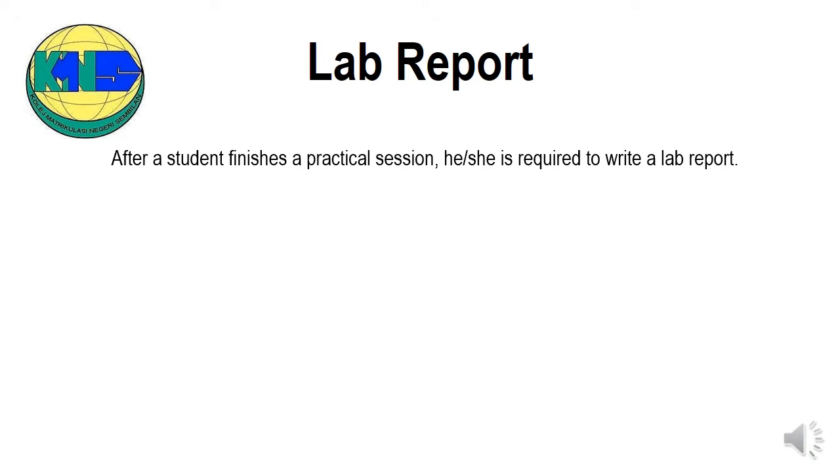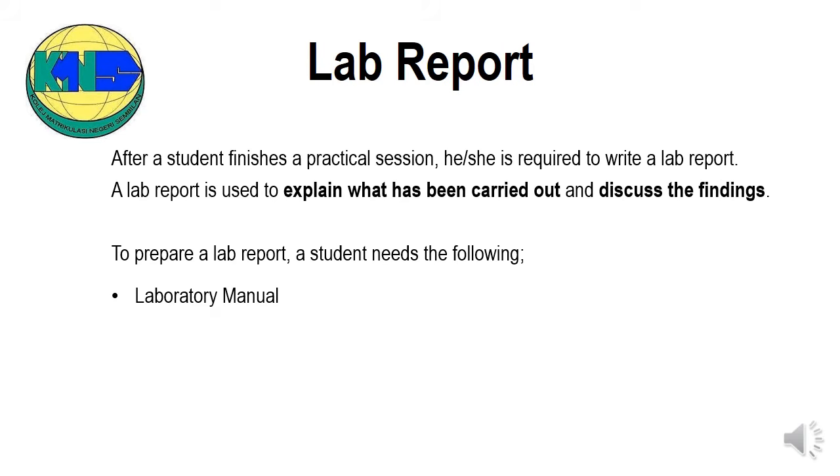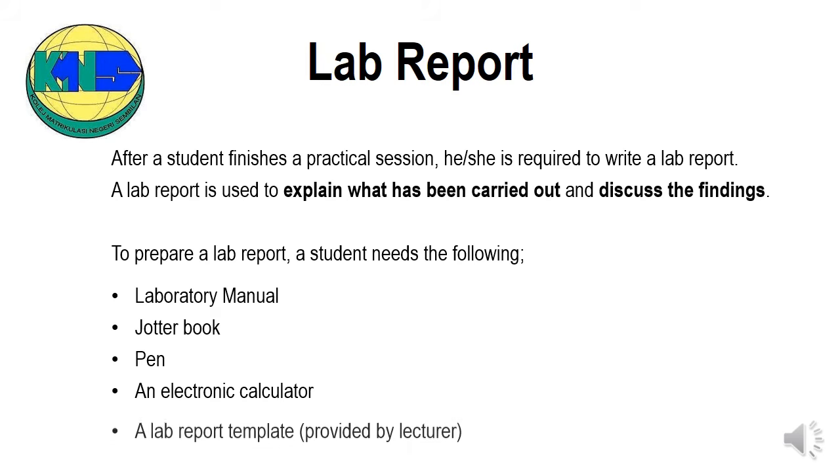Next, lab report. After a student finishes a practical session, he or she is required to write a lab report. A lab report is used to explain what has been carried out and discuss the findings. To prepare a lab report, a student needs the following: the laboratory manual, the Jotter book, a pen, an electronic calculator, and a lab report template, which will be provided by the lecturer.